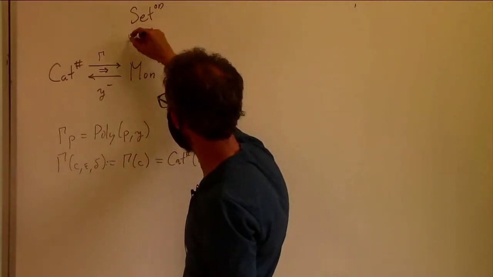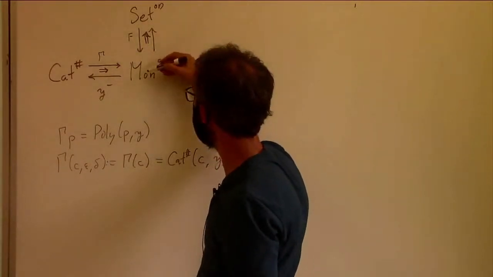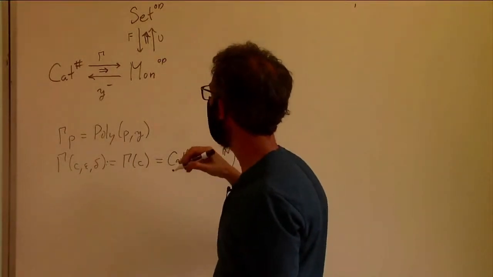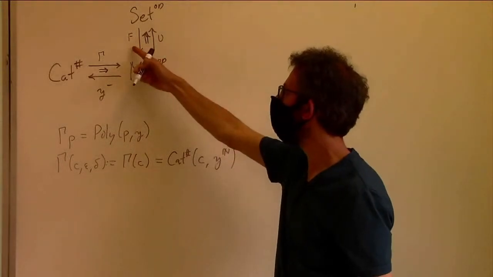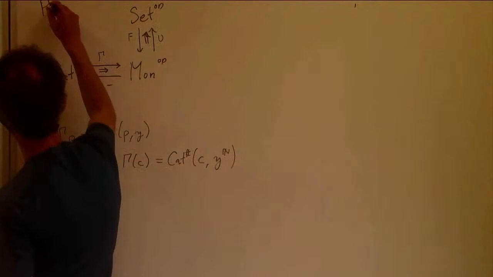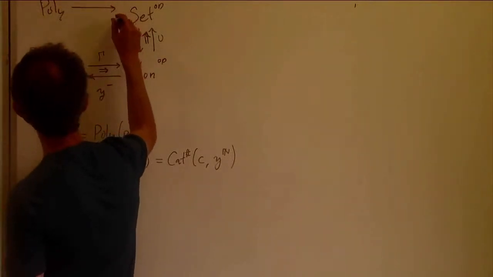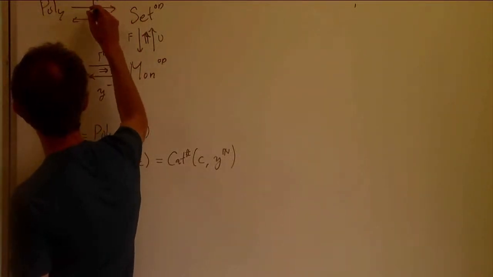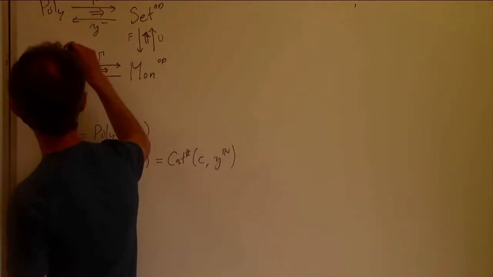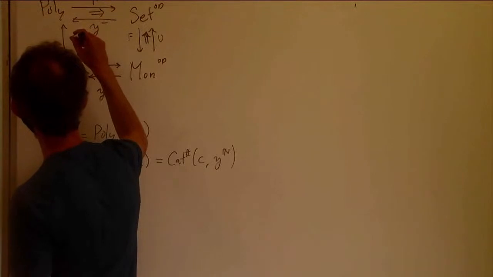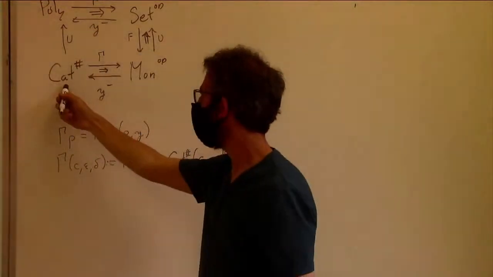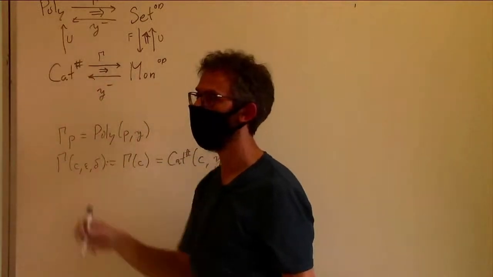Every set has a free monoid, and every monoid has an underlying set. And free is the left adjoint, but for Set op, it's the right adjoint. And so there's also Poly, and there's maps like this. There's gamma, and there's y to the blank. And every category has an underlying polynomial that sends (c, epsilon, delta) just to c.